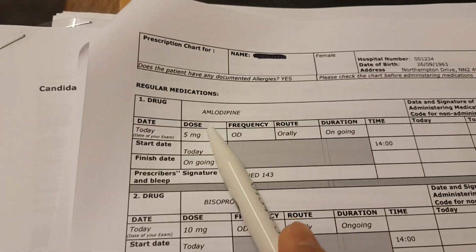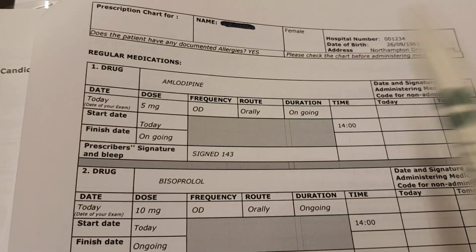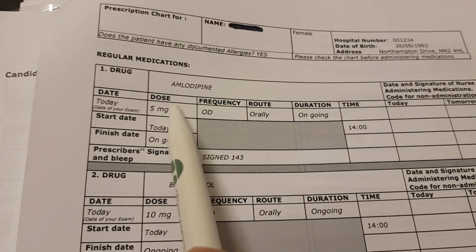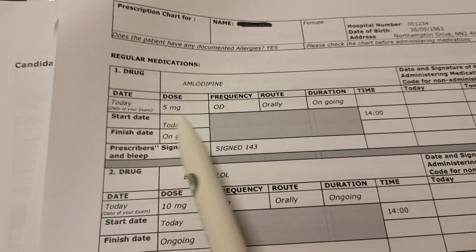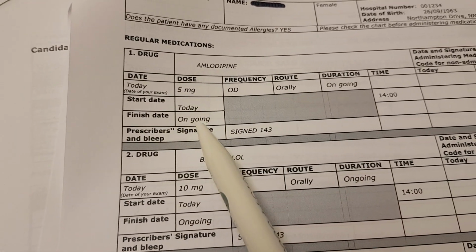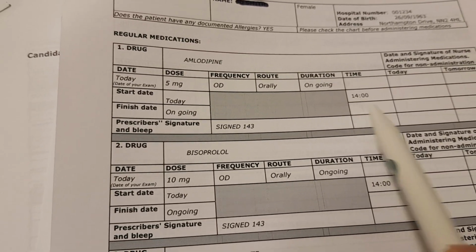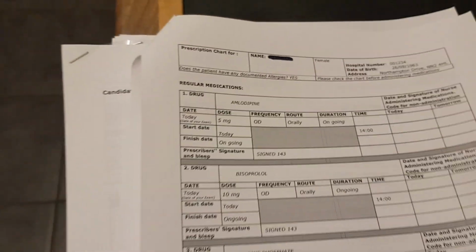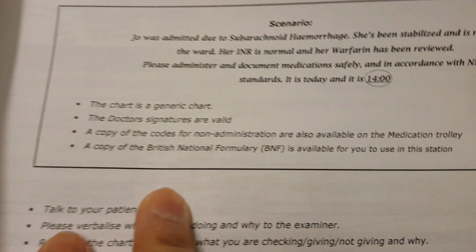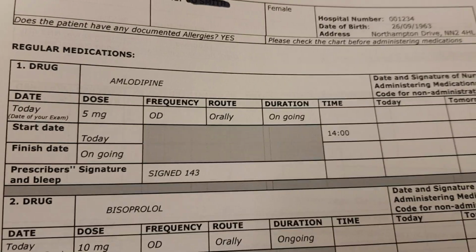So we have here amlodipine. So follow my fingers, guys, how I instruct my students to do, so you don't miss any box. So amlodipine, we have 5 milligrams once a day, orally, ongoing. The start date is today, finish date ongoing, with prescriber signature, bleep number present, due at 1400 hours. So if you forgot the time of your assessment, go back to your first page. Okay, so hold on a second. What is the time of my drug round? Oh, it is at 1400 hours. This is due in my time.